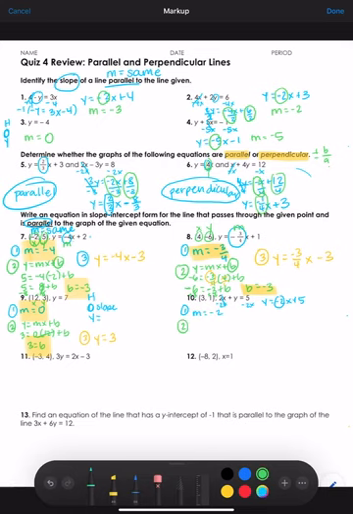Moving on to find my intercept, I'm going to use x, y, and m. Plug it into y equals mx plus b, and I'm going to solve for b. So y is 1, m is negative 2, x is 3, plus b. So 1 equals negative 6 plus b. I'm going to add 6 to both sides, and I get b equals 7. So m is negative 2, b is 7. I'm going to plug those in. Y equals negative 2x plus 7.